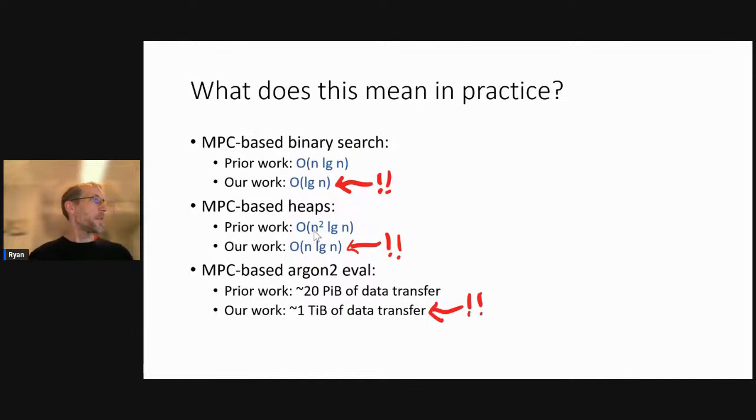If you try to implement Argon 2, which is a memory hard password hashing algorithm, we just used back of the envelope calculations to come up with this. I didn't actually implement this, but using FlowRAM, the calculation says it would take approximately 20 petabytes of data transfer, which is a lot. Using DuoRAM, it would take about 1 terabyte, which is still a lot, but in comparison, a lot less.